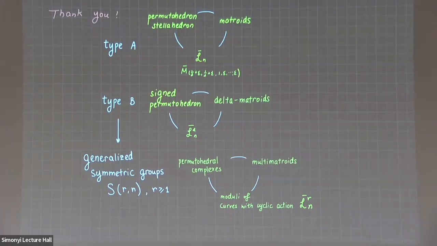Questions for Shiyue? So in type B, what is the moduli meaning of that? It's curves that look like a chain of P1 with a central component, but carries an involution. Oh, so it's just the R equals two case. Yeah.